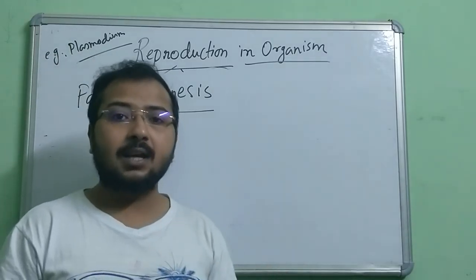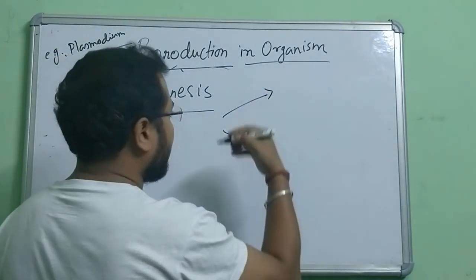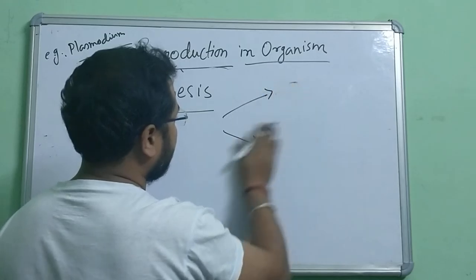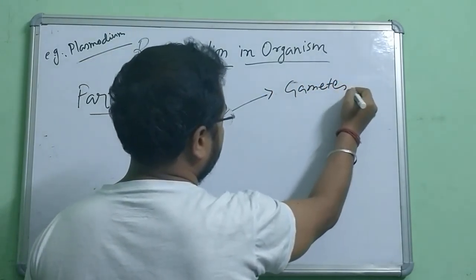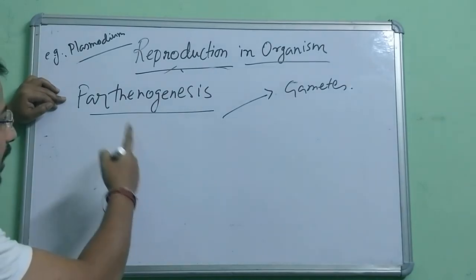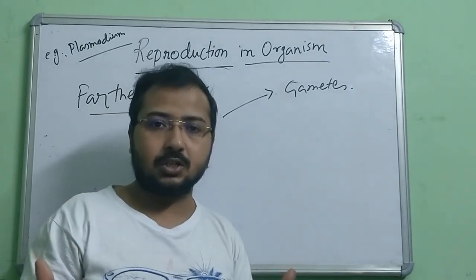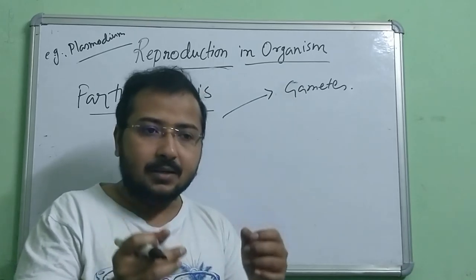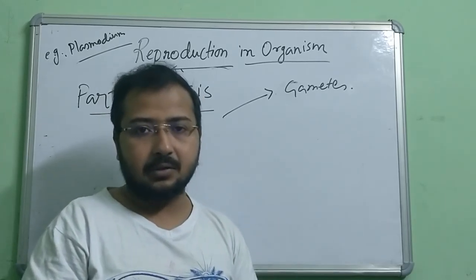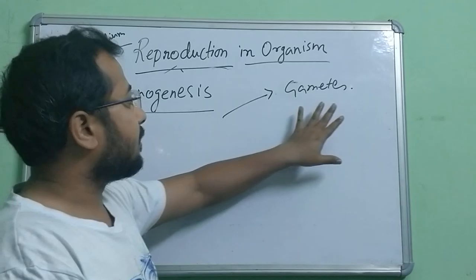Now, where fertilization is not involved, it may sound a little contradictory. I'm going to clear it now. In parthenogenesis we see the production of gametes. This is what I'm discussing, an asexual reproductive mode. But in the beginning, if you remember, while we were discussing the differences between asexual and sexual reproduction, I said that gametes are not produced in asexual reproduction. Gametes are only involved in sexual reproduction. But parthenogenesis is a process where gametes are involved.